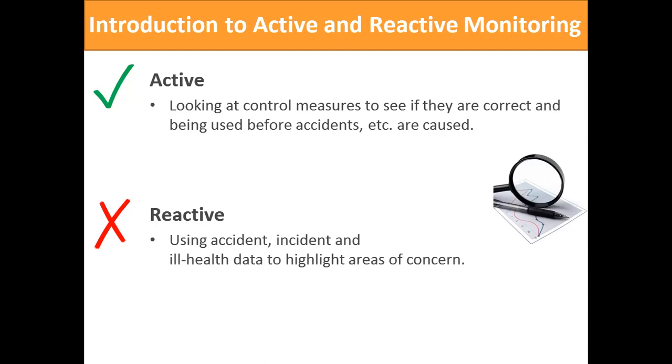The second method is reactive monitoring. In reactive monitoring, we use accident, incident and ill health data, and we highlight areas of concern. We check how the accident, incident or ill health happened. What was the immediate reason? What was the root cause?